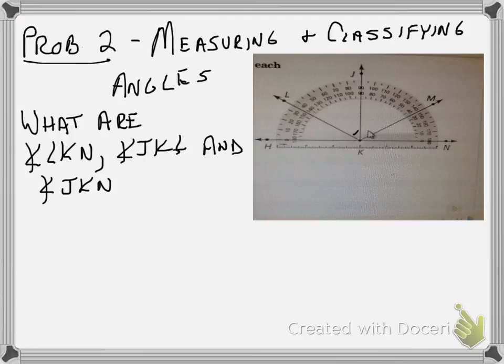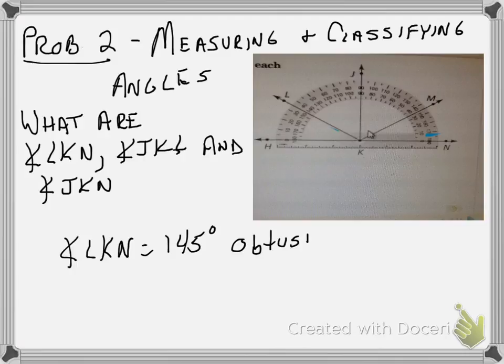Problem 2 is about measuring and classifying angles. So if I'm looking at this protractor, it's a little blurry, I apologize, but this is how you would measure angles. So if I'm looking here at angle LKN, LKN is right here. If I'm looking at that angle right there, what is the measure? Well, angle LKN is definitely obtuse, so I'm going to use the bottom part, 145 degrees. And like we said, it's an obtuse angle.